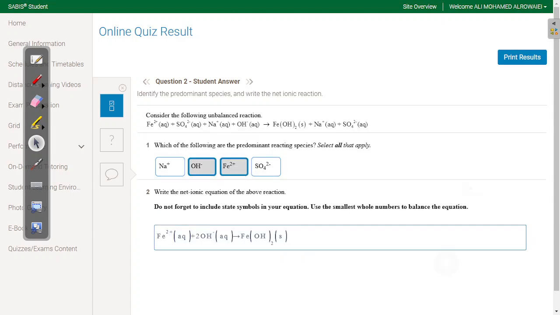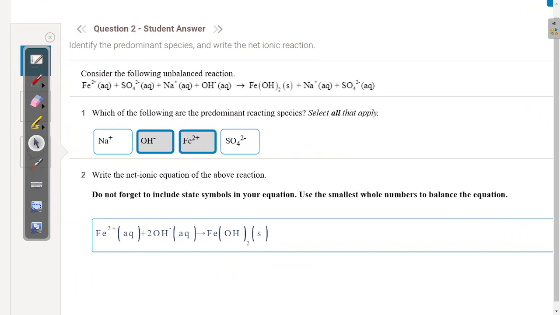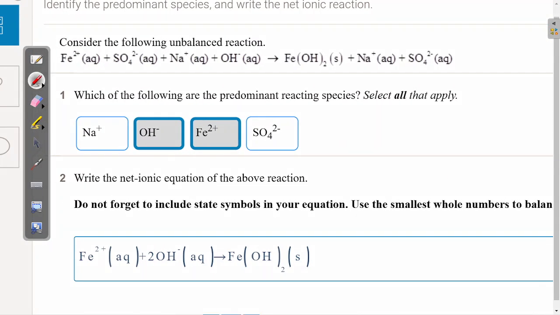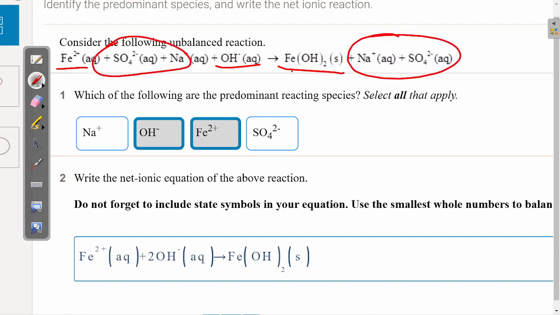Which of the following are the predominant reacting species? The predominant ones are the ones that are forming the precipitate, which is the solid. Look at the solid here. It's Fe(OH)2. So which ions are forming this? Fe2+ and OH-. So these are the predominant. The rest, these two, we call spectator ions.